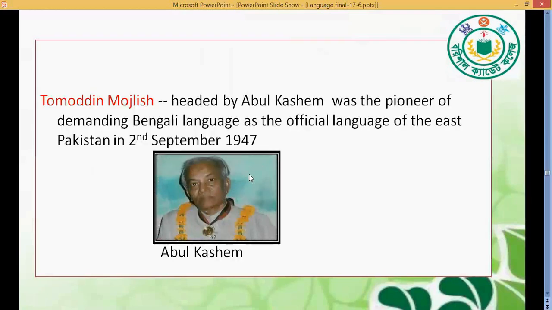Friends, Abul Qasim, the head of Tamuddin Majlis, was the pioneer of demanding Bengali language as the official language of East Pakistan on 2nd September 1947.